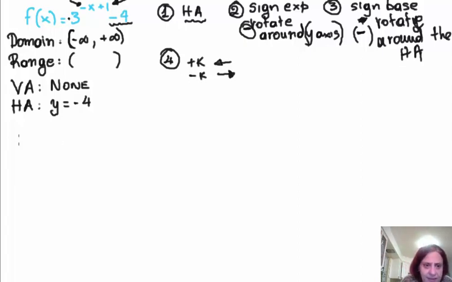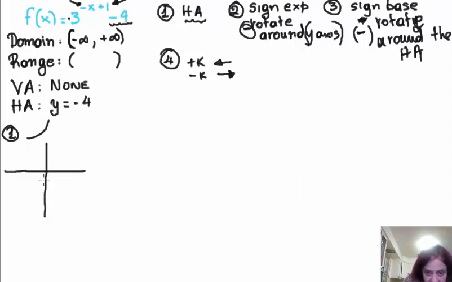So, let's start. First step, I remember that my exponential functions look like this. So I graph. I determine the HA, that is at -4, and my function will look like that.